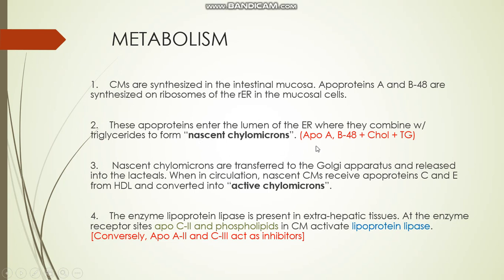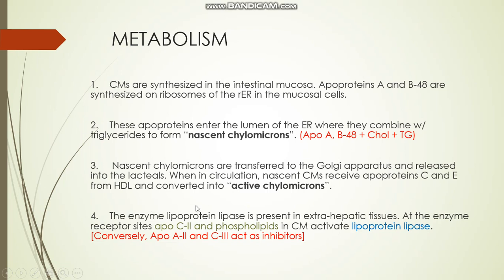Nascent meaning new. Now I have highlighted here the contents of the nascent chylomicrons, which are apoprotein A, B48, cholesterol, and triglycerides. The nascent chylomicrons are transferred to the Golgi apparatus and released into the lacteals. When in circulation, the nascent chylomicrons receive apoproteins C and E from the HDLs, and these are converted into active chylomicrons. Now, these active chylomicrons contain all of the contents of the previous nascent chylomicrons along with apoproteins C and E. Their functions you'll see ahead.